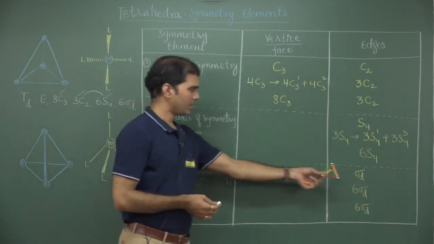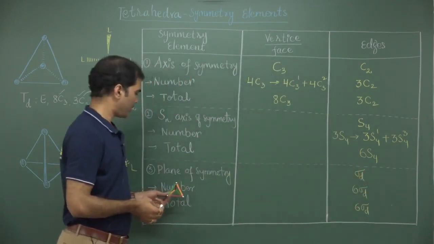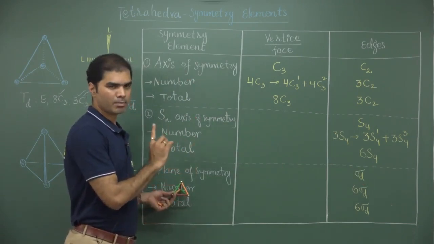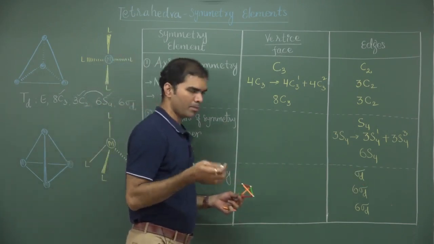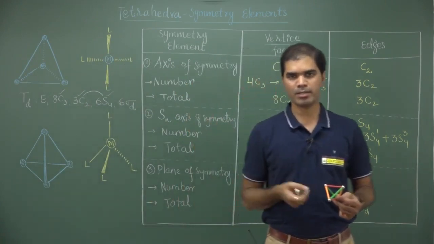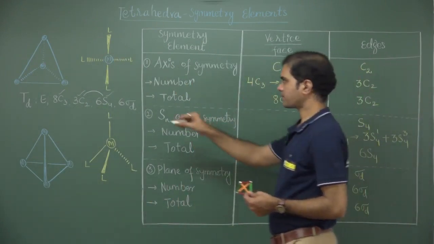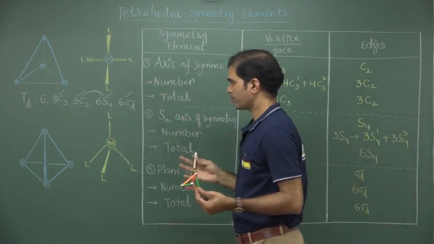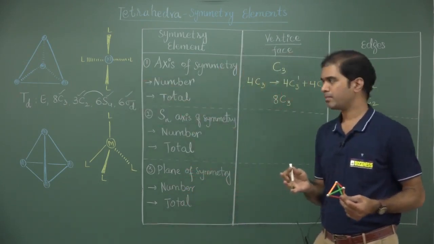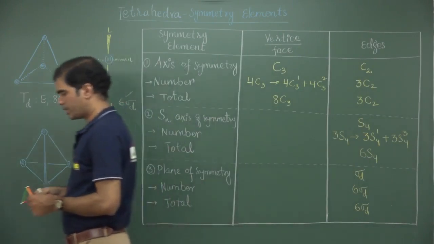Plane of symmetry, dihedral plane is present. How many in number? Altogether 6 sigma d, and 1 sigma d means it is just 1 sigma d. It will not generate many symmetry elements. Therefore, altogether 6 sigma d. We have completed it, right? So just let me conclude.